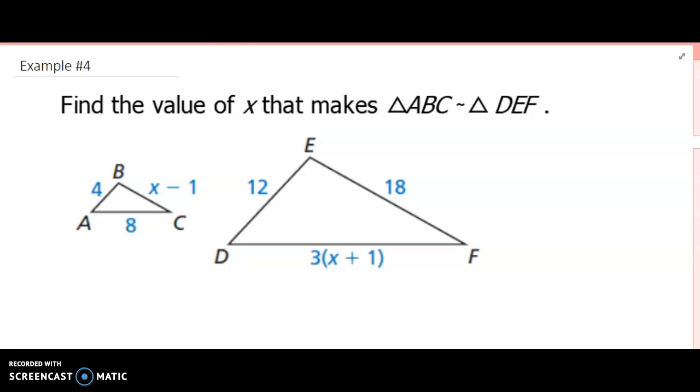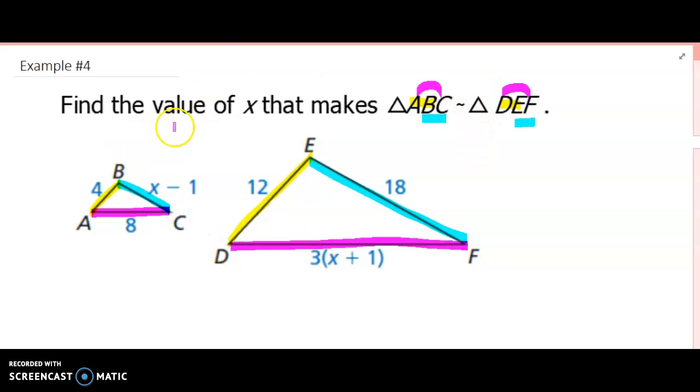All right, so let's look at this figure here. Now, I'm big on color coding things, so I'm going to go ahead and color code the corresponding parts. So AB corresponds to DE, so AB is here, DE is here. BC and EF, and then AC and DF. So these same colored are corresponding.